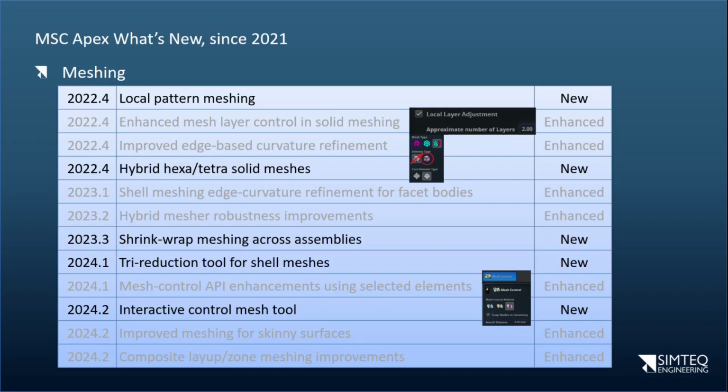And then there's the interactive control mesh tool. So this is a new addition as well. It's in the meshing environment, just underneath seeding. And this is quite an interesting one, where you have now additional tools of manipulating the mesh locally and not necessarily damaging or adding features to the surface or solids. So that is worthwhile looking into if you ever had the need for something like that. And then the improvement of meshing for skinny surfaces and composite layup and zone meshing improvements in that release.